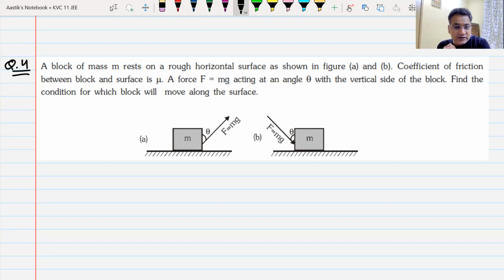A block of mass m rests on a rough horizontal surface, shown in figures A and B. Coefficient between the block and the surface is mu. F is equal to mg at an angle theta to the vertical side of the block. Find the condition for which the block will move along the surface. This is how fast you must be reading the question in an examination hall. Not only reading, understanding it as well. Because you will only get somewhere around 2 minutes to solve the entire question. And if you are spending 2 minutes in reading the question, then there is no need to solve the question. Go and read the next one.